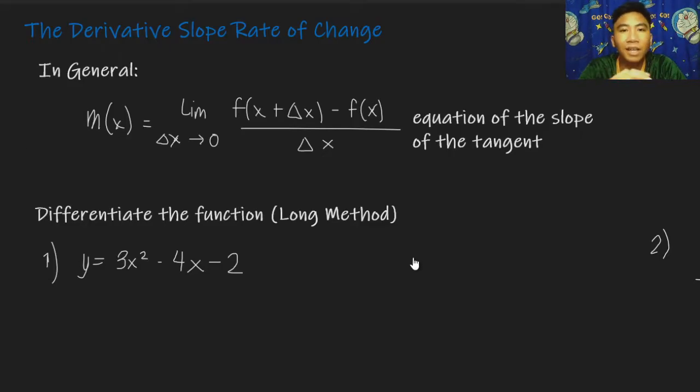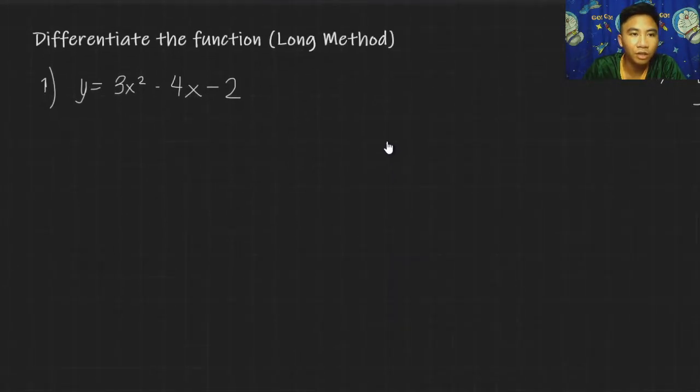So, ang mangyayari lang dyan is substitution. And then, makukuha na natin yung slope ng isang function. So, let's try. Differentiate the function in long method. So, we have number 1, y is equal to 3x squared minus 4x minus 2. So, simply, dy over dx is equal to y prime. So, ano na yung magiging answer natin?